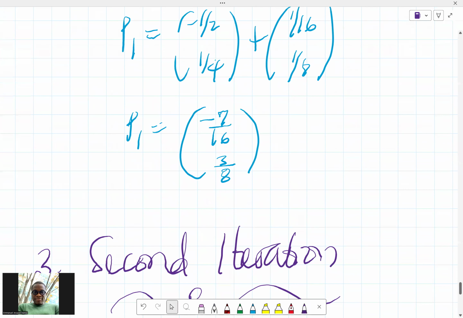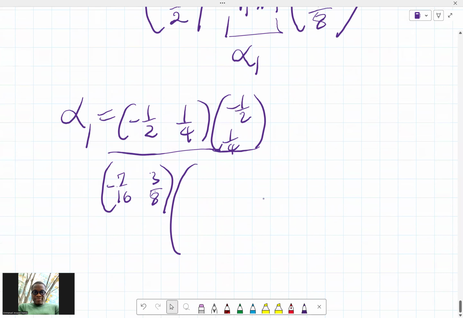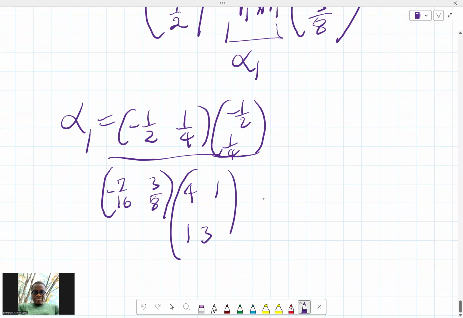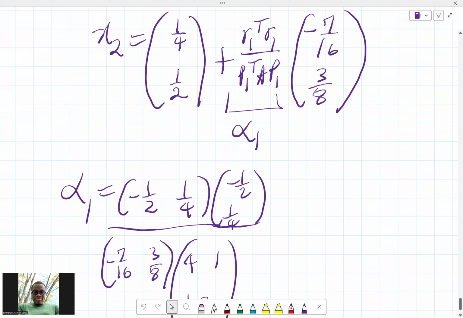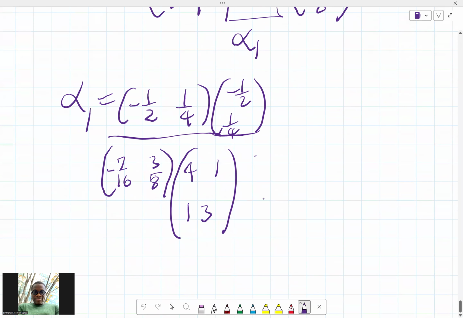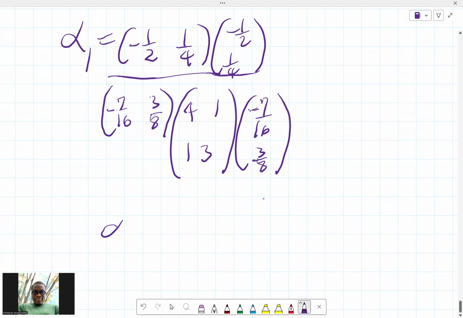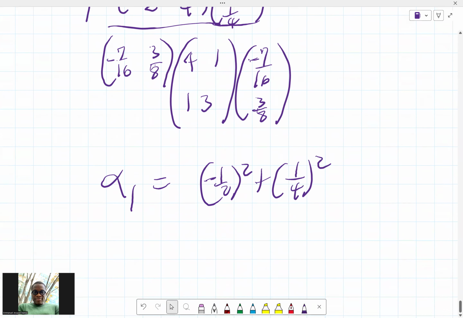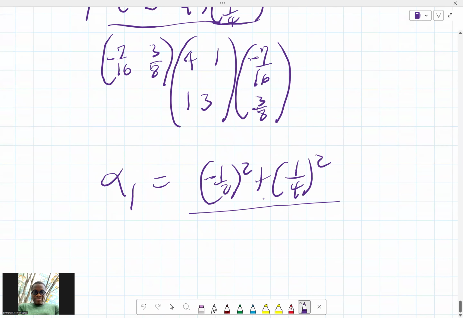We have A is 4113. That's the A we started with, 4113. Then P1, so P1 is minus 7 over 16, 3 over 8, like this. So that alpha 1, I think we already know. Anytime we have that, it's just minus half squared plus 1 over 4 squared, so I don't waste time with that. And then we come to this other side. Of course, this one we have to leave as minus 7 over 16, 3 over 8.